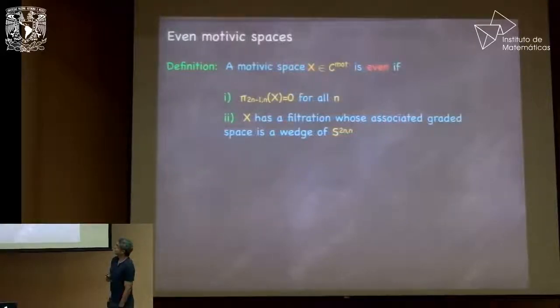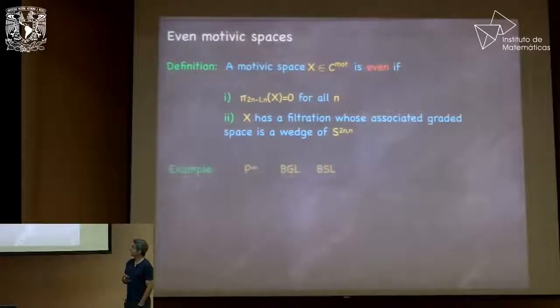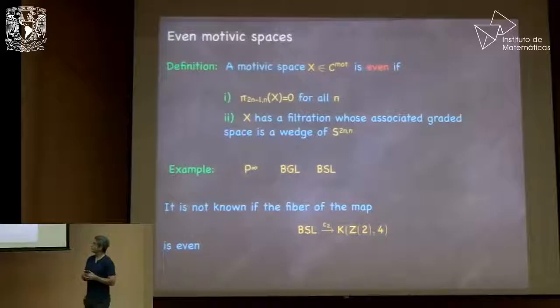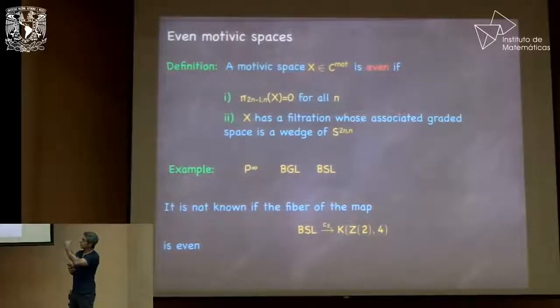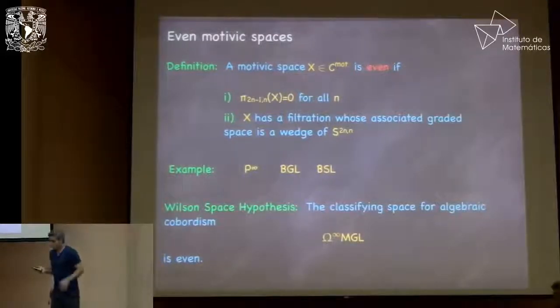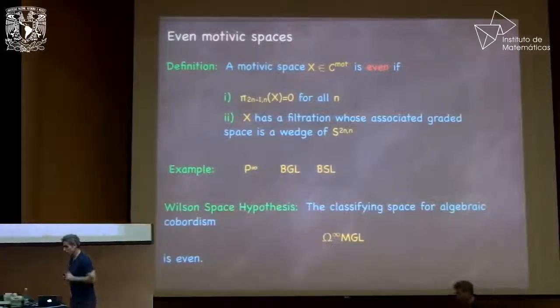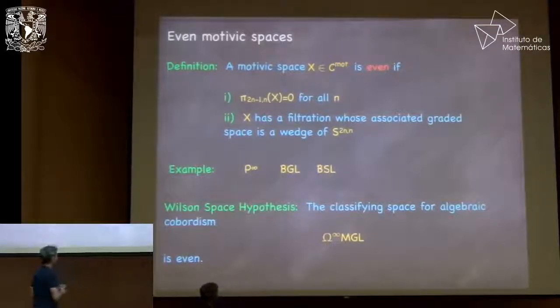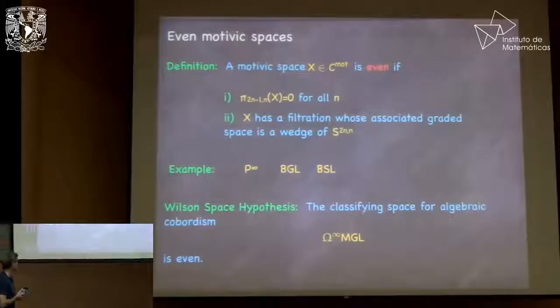So Asok and Jean Fasel and I, we just explored the analog of this in motivic homotopy theory. So there's an obvious analog of the definition of even motivic space, and we've been exploring something we call the Wilson space hypothesis, which is that the classifying space of algebraic cobordism is even.